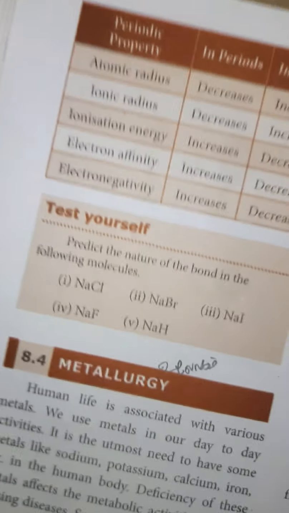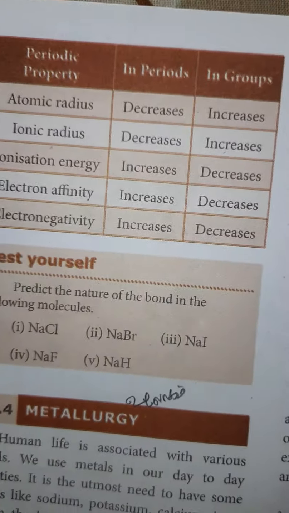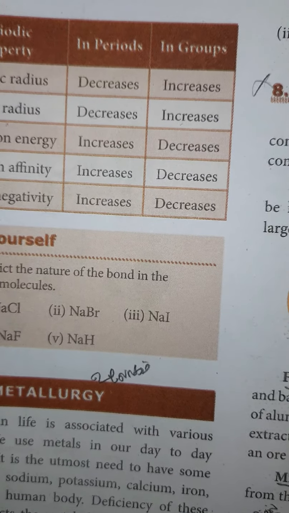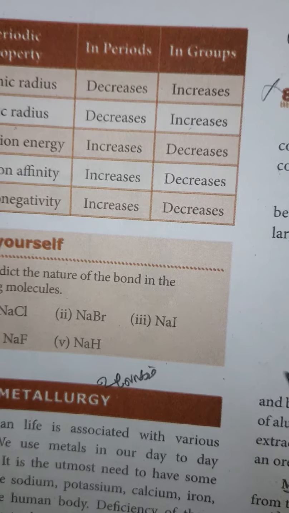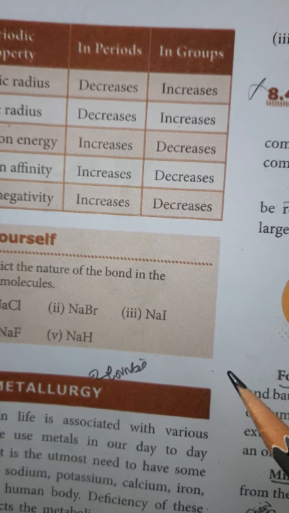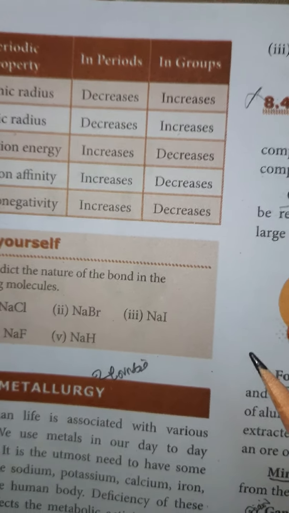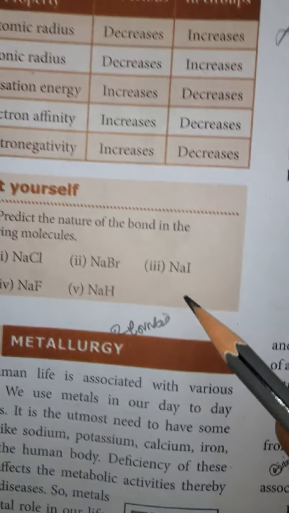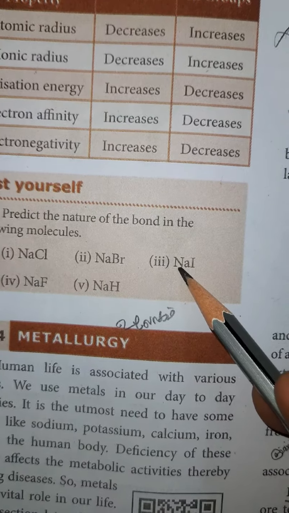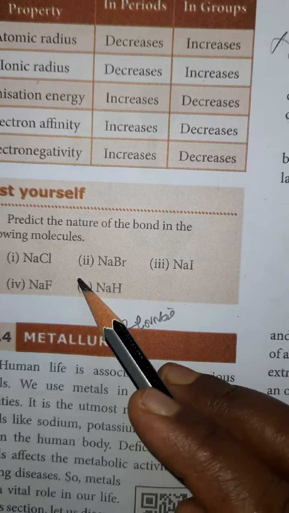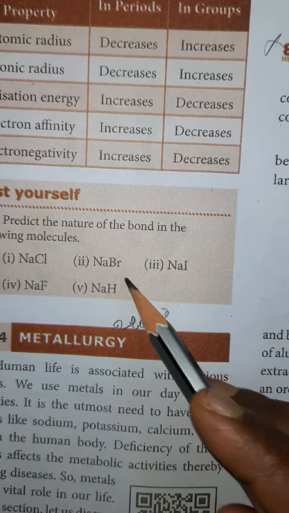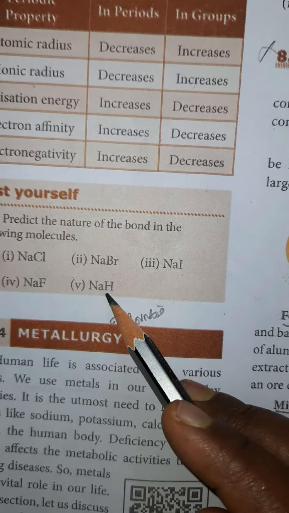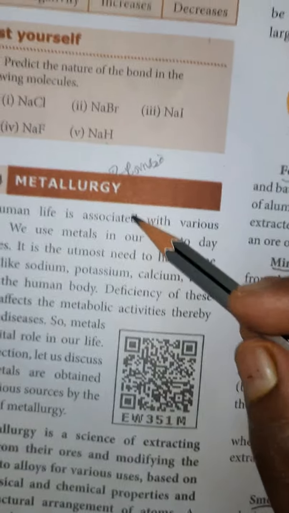Then only some properties in a period and in a group. Atomic radius decreases across a period and increases down a group, ionic radius decreases and increases, ionization energy increases and decreases. Okay, those are the symbols of the table's columns we have to learn. Predict the nature of bond in the following molecules: sodium chloride, sodium bromide, sodium iodide, sodium fluoride and sodium hydride.